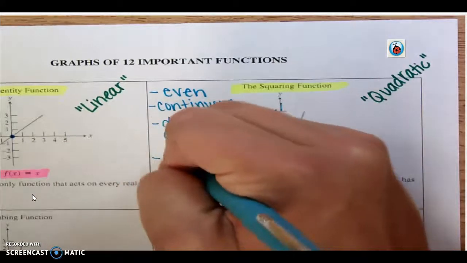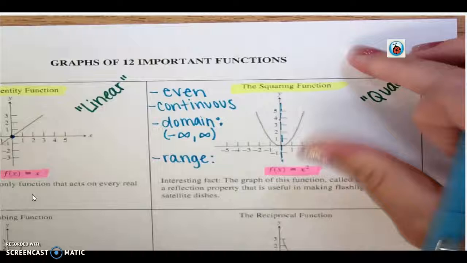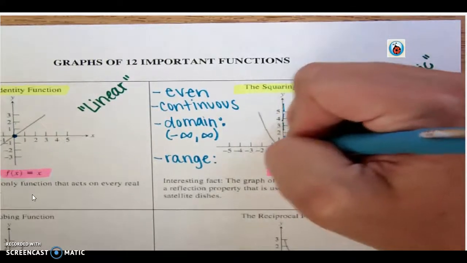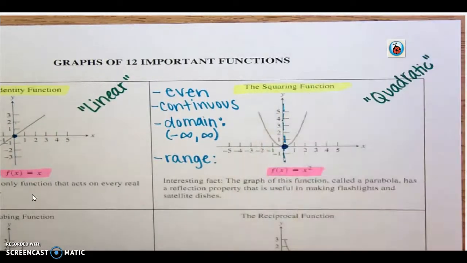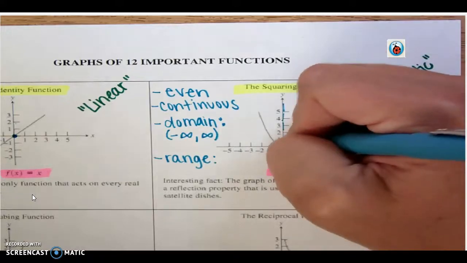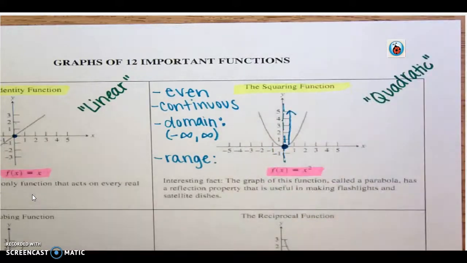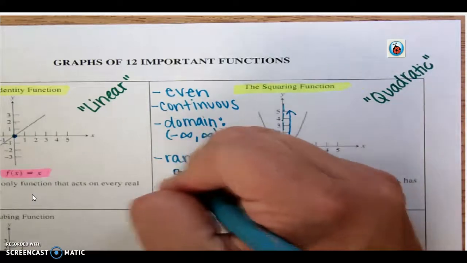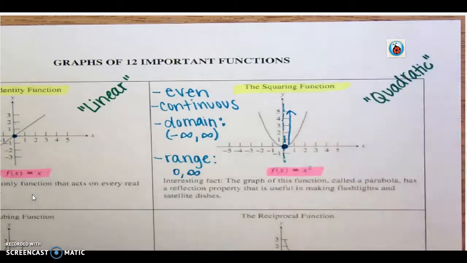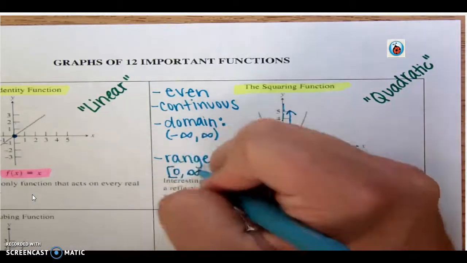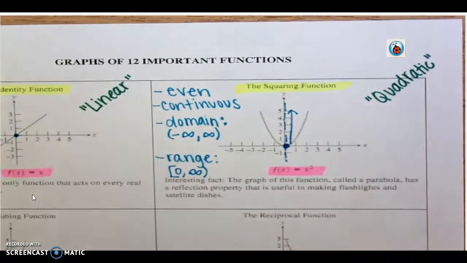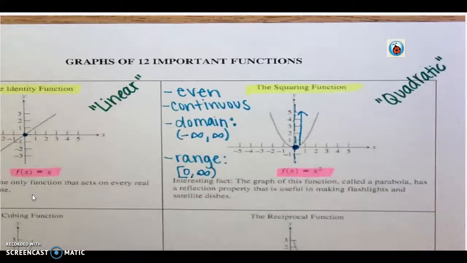But the range is the y value. So for the range here, the first y value is 0. But then from there, it can be any other y value above that. So we're going to do 0 to infinity. And because 0 is included, 0 is going to get a bracket, but infinity gets a parenthesis. Okay, so that's your squaring function, or as you probably know it more, a quadratic.